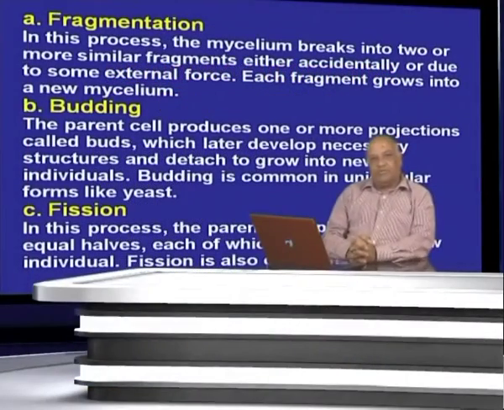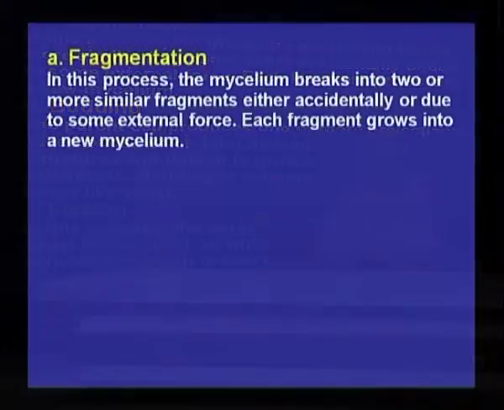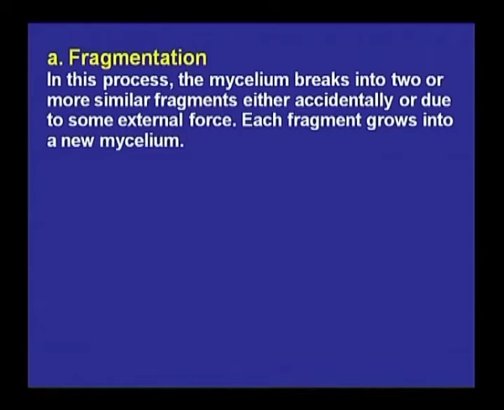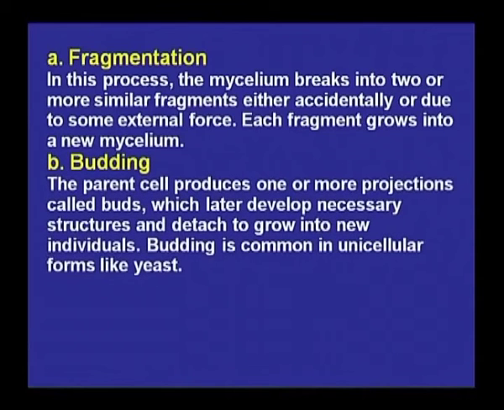Then we come to the fragmentation. In this process, the mycelium breaks into 2 or multiple fragments, and each fragment automatically becomes complete again and grows into a new mycelium. Then there is budding. In budding, the parent cell produces 1 or more projections called buds, which later develop necessary structures and detach to grow into new individuals, and budding is commonly seen in unicellular forms like yeast.